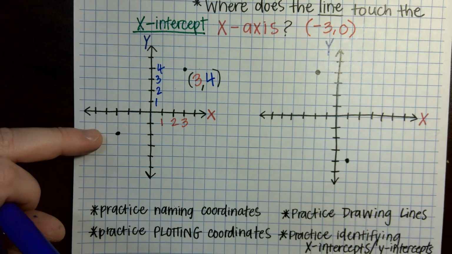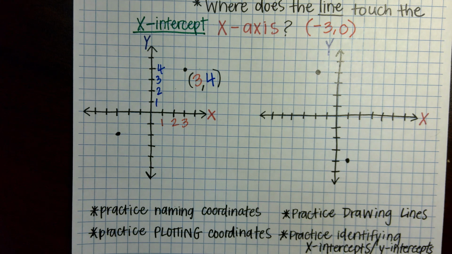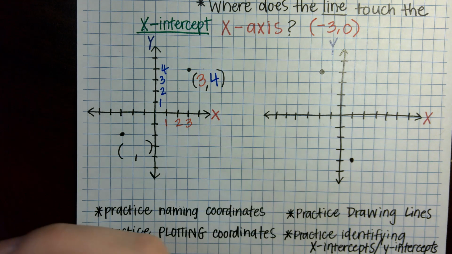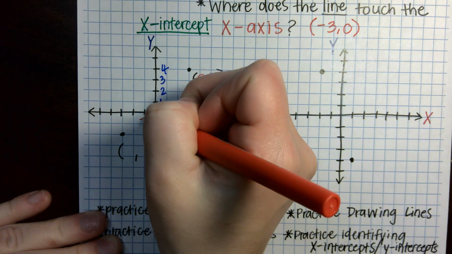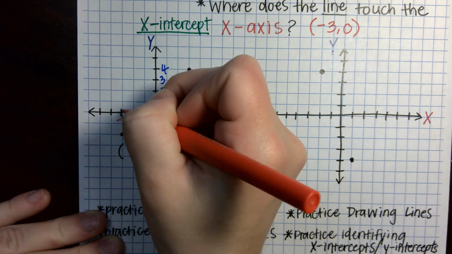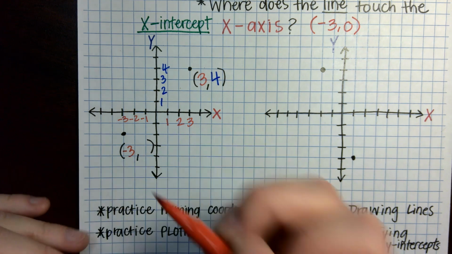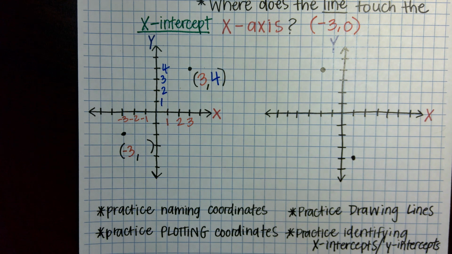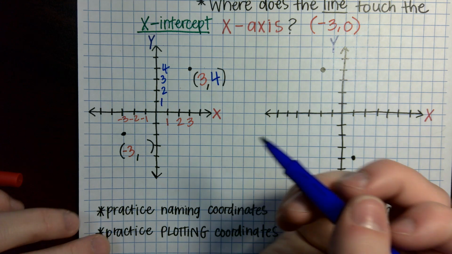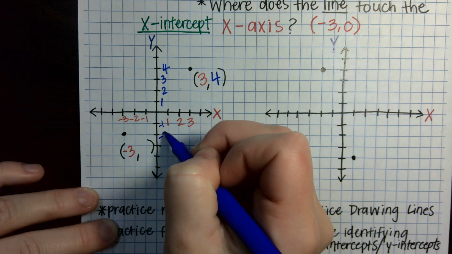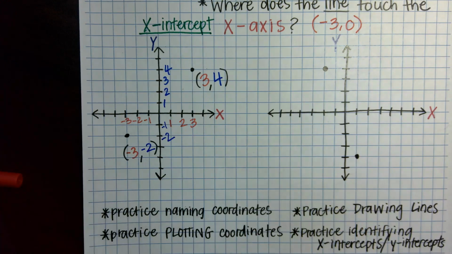Let's name the lower coordinate, the lower point. What's our x value? -3. Good. So -1, -2, -3 is where it lines up right there. So I'll put -3 in my x spot. And where is it on the y-axis? -2. So I've got -1, -2. Perfect. So I've got these 2 points labeled as 3, 4, and -3, -2.